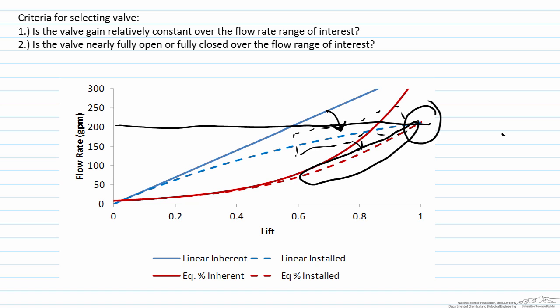So in this screencast, hopefully we showed the importance of inherent versus installed characteristics and how that can be really important in terms of selecting the type of valve you want to use for your process, both from a CV standpoint and from a linear versus equal percentage standpoint.